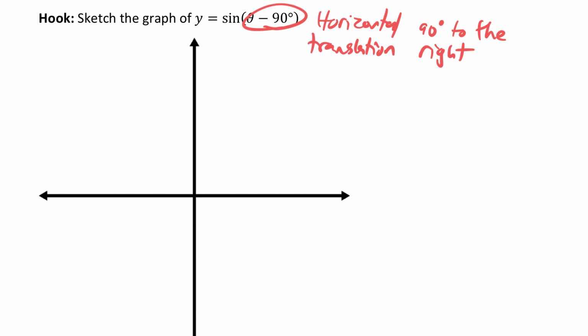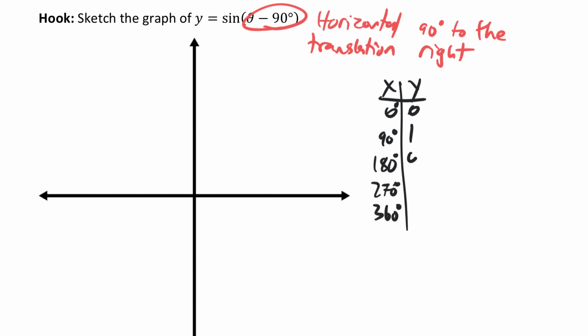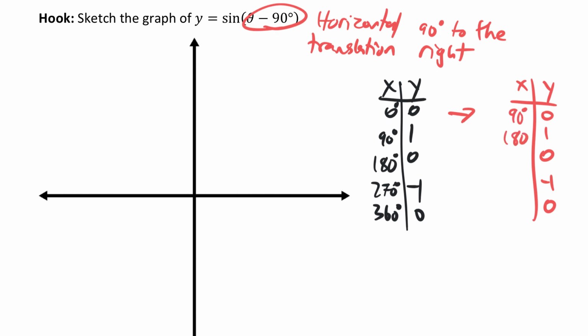So let's take our base graph here, which is going to be 0 degrees, 90, 180, 270, and 360. 0, 1, 0, minus 1, 0. And then we're going to go ahead and create our new transformed graph. So the y values all stay the same because we don't have any vertical transformations yet. But the x values all get added 90. So 0 becomes 90, 90 becomes 180, 180 becomes 270, 360, and then adding another 90 will be 450.